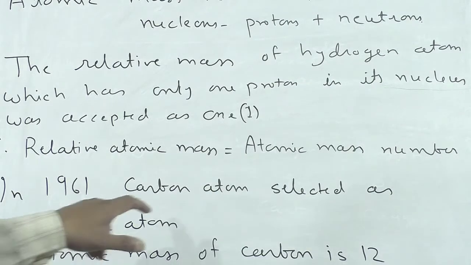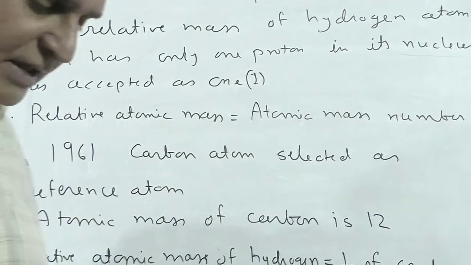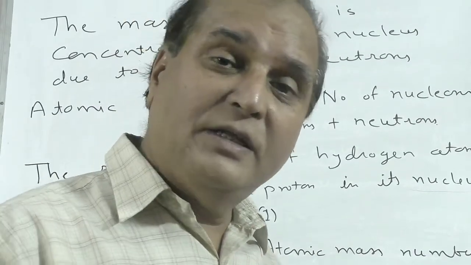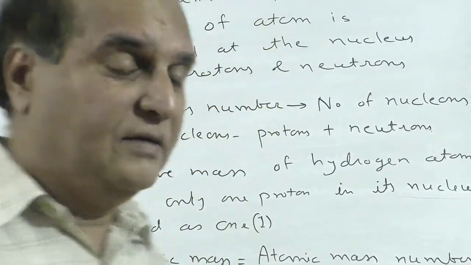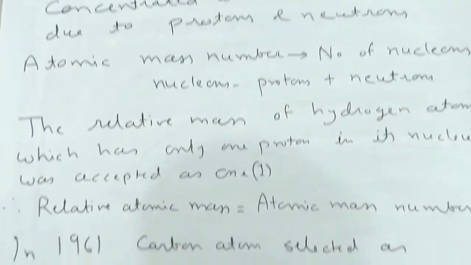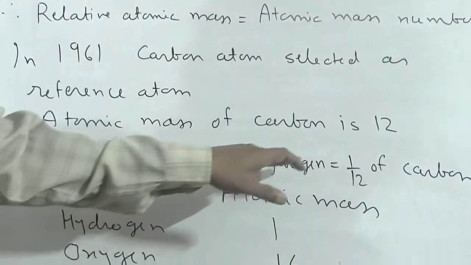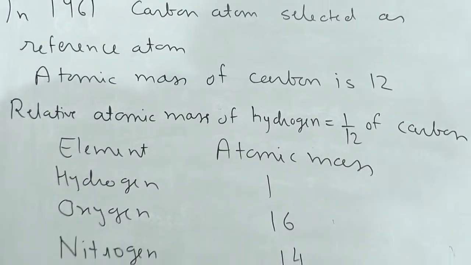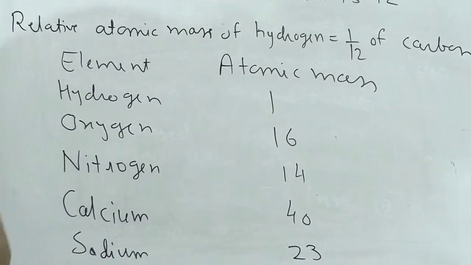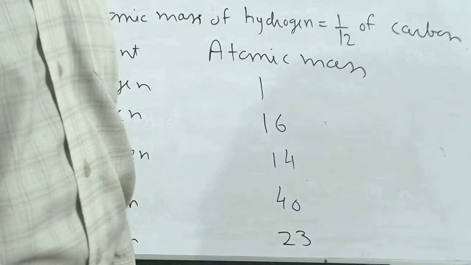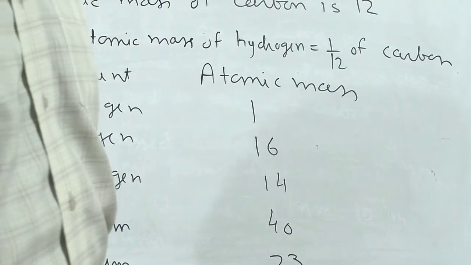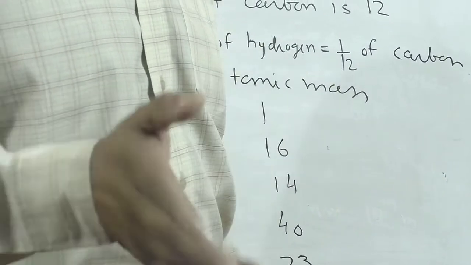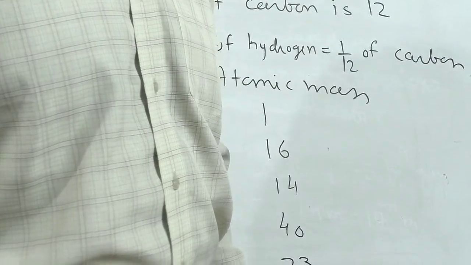Relative atomic mass is equal to atomic mass number. In 1961, the carbon atom was selected as the reference atom, but the mass of carbon was 12 times that of hydrogen. So 1/12 of carbon is taken as 1. Okay. Atomic mass of carbon is 12. So the relative atomic mass of hydrogen is 1/12 of the carbon atom. Some atomic masses I am telling you, the others you study from the book. You don't have to learn many; for sums they will be given.